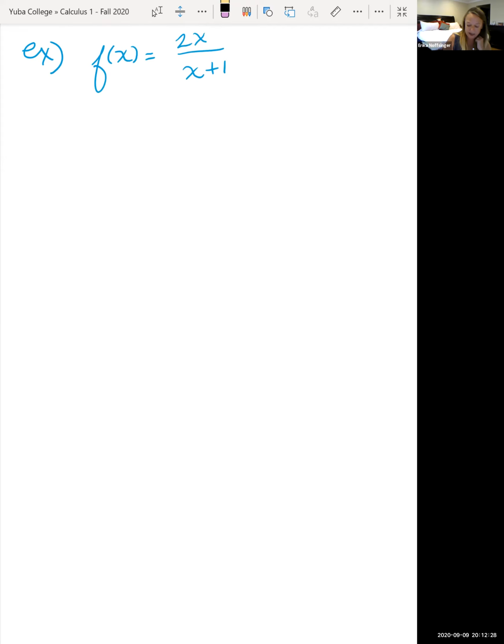Okay, so right away I can tell that I have a vertical asymptote where x plus 1 is 0, and so x plus 1 can't be 0. It's undefined when x is negative 1. Negative 1 doesn't set my numerator equal to 0, so I have a vertical asymptote on the line x equals negative 1. So horizontal asymptote, that occurs when both the numerator and the denominator are the same degree, or if the degree of the denominator is larger.